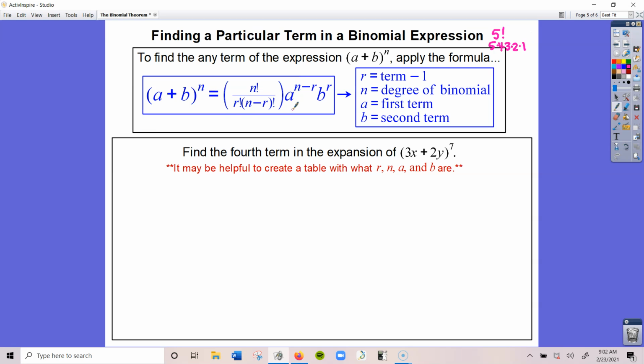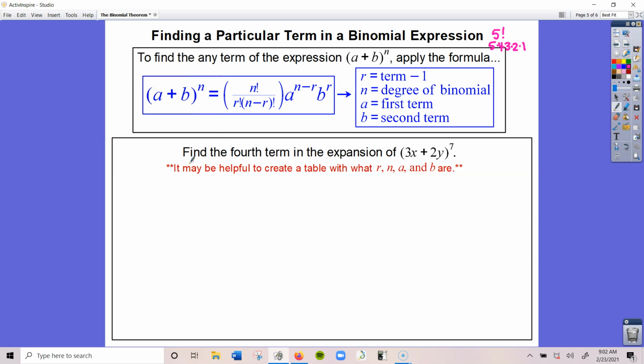Now what do all these letters mean? Okay, so this is the formula to follow. Obviously, I'm not expecting you to memorize it, but to be able to use it. n is the degree of the binomial, so that is the exponent. r is the term that you're looking for, but minus 1. So if you're looking for the fifth term, r would be 4. Then a is the first term, and b is the second term of your binomial expansion.